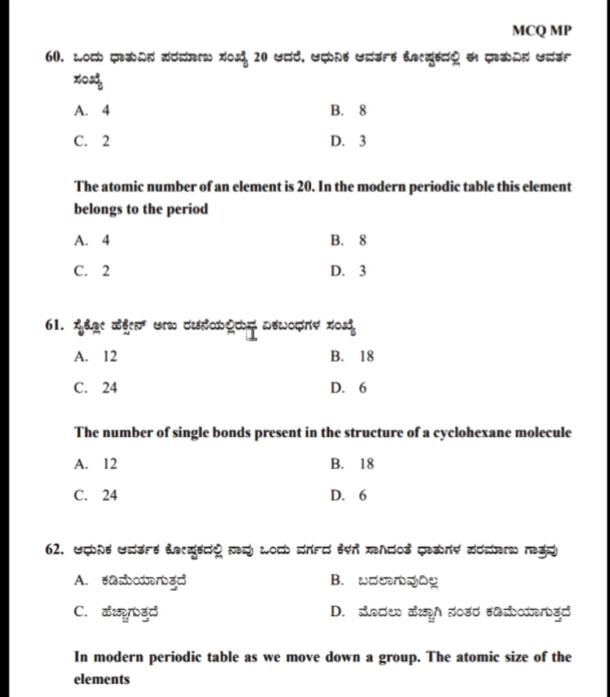Question number 60. The atomic number of an element is 20. In the modern periodic table, this element belongs to the period. Students, it is very simple. What you need to do is write down the electronic configuration for atomic number 20. Then the highest shell number indicates the period. Therefore, the correct answer is option A, 4. You can try this question. Write down the electronic configuration. The highest shell number indicates the period. Therefore, the correct answer is option A, 4.